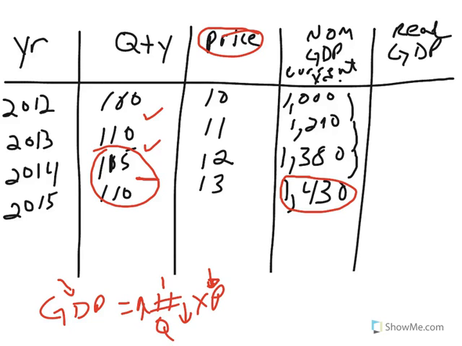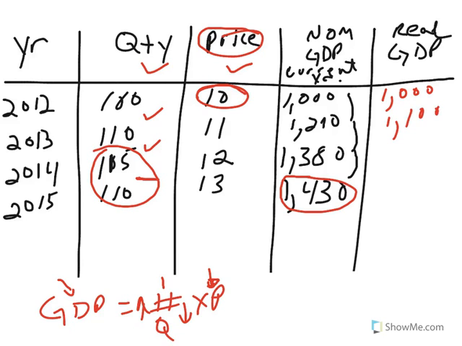So to calculate real GDP, all you do is fix the price to a base year. For our example, let's say that our base year is 2012. So to calculate real GDP, we will calculate the quantity times the base year price for every given year. In the base year, nominal and real GDP always equal.